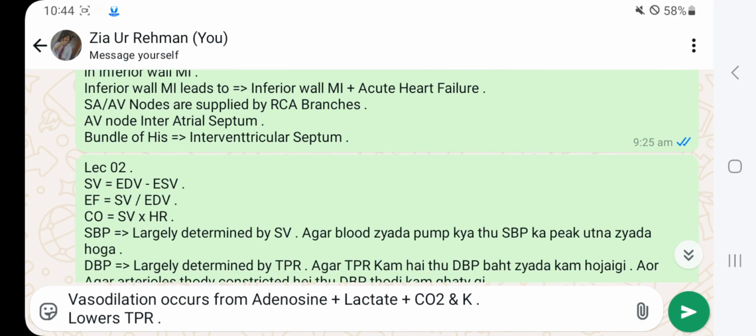Lecture 2. Stroke volume is equal to end diastolic volume minus end systolic volume. Ejection fraction is equal to stroke volume divided by end diastolic volume. Since stroke volume equals end diastolic volume minus end systolic volume, ejection fraction equals end diastolic volume minus end systolic volume divided by end diastolic volume. Cardiac output is equal to stroke volume multiplied by heart rate.